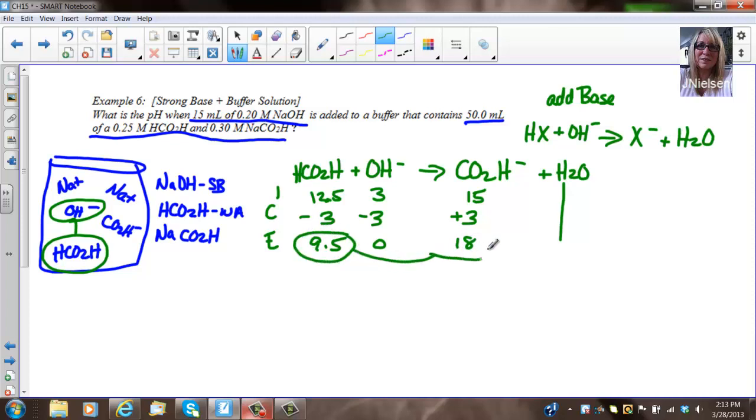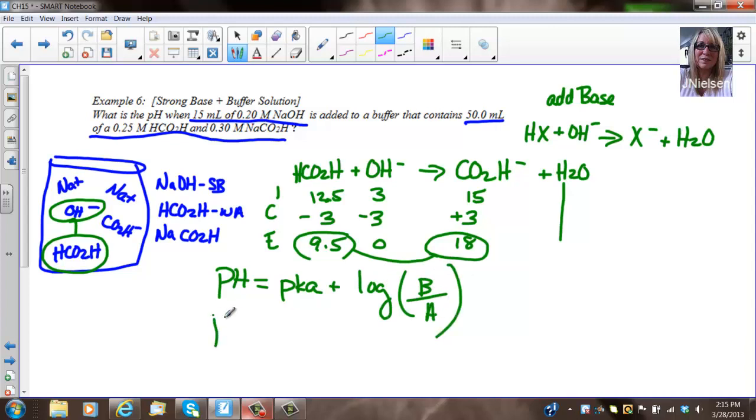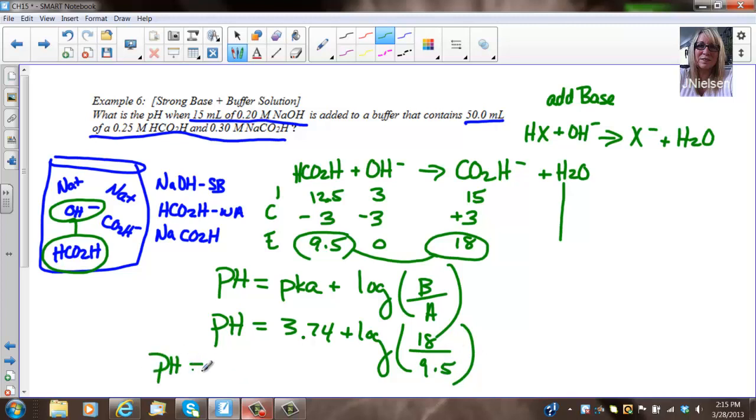I have an acid-base pair, acid conjugate base. I have significant quantities. So my pH equals the pKa plus the log of the base over the acid. Well, we just figured out the pKa was 3.74 plus the log of the base, which is 18 over 9.5. And that's going to give me a pH equal to 4.02.